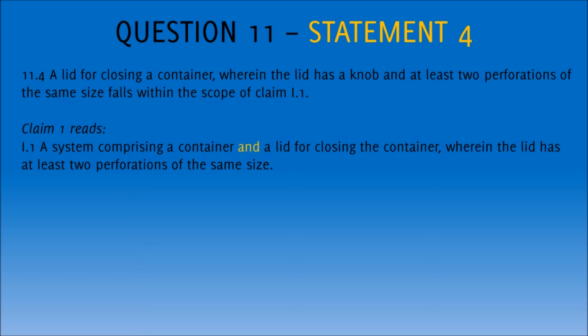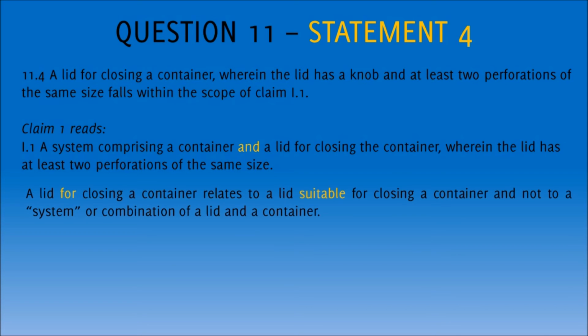The important thing here is that we have the keyword "and." So the system, which is claimed in claim 1, is defined by comprising at least, one could add, a container and a lid. So at least one container and one lid. Could be more, but at least you have to have a container and a lid. And now the lid, which is described in a statement, it's a lid for closing a container.